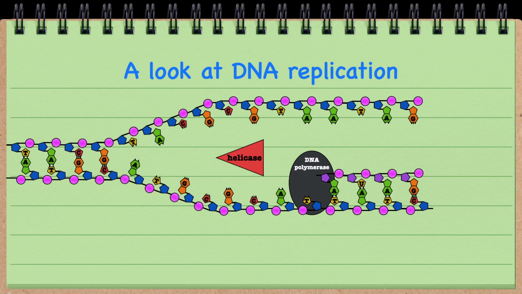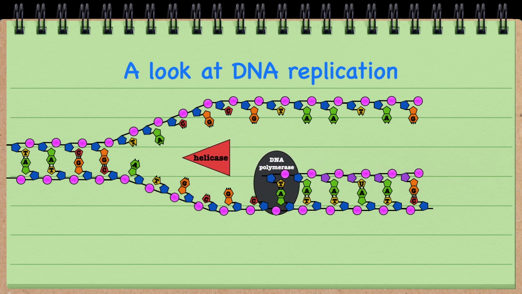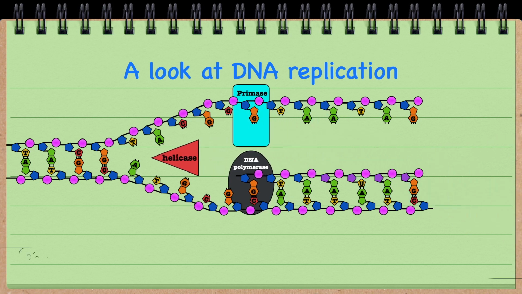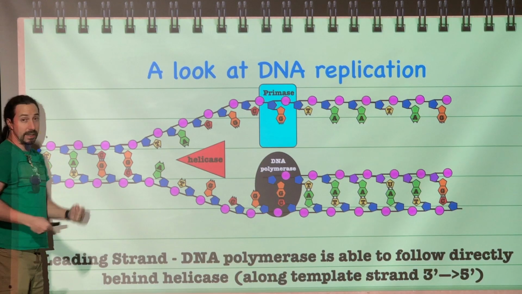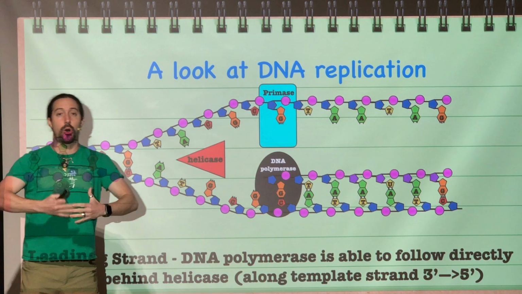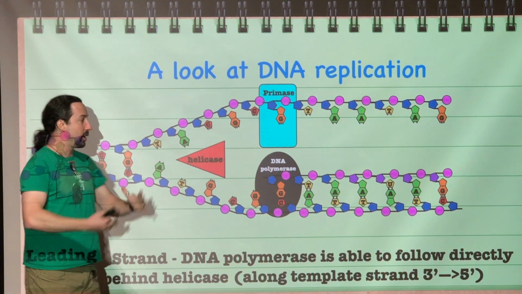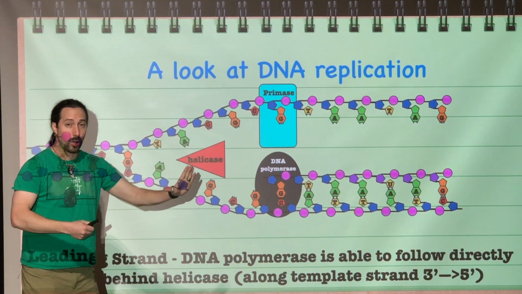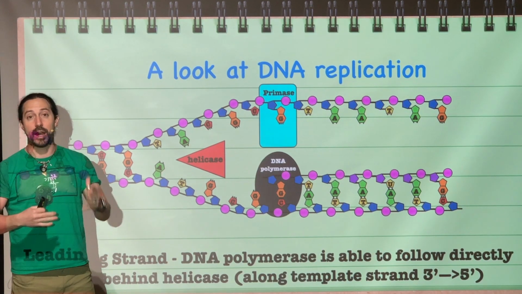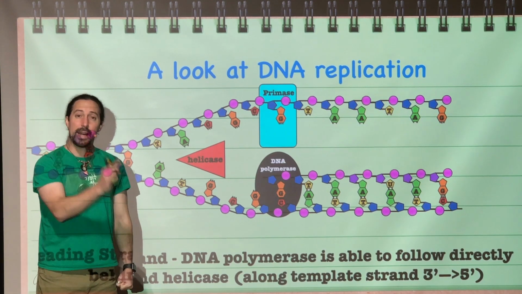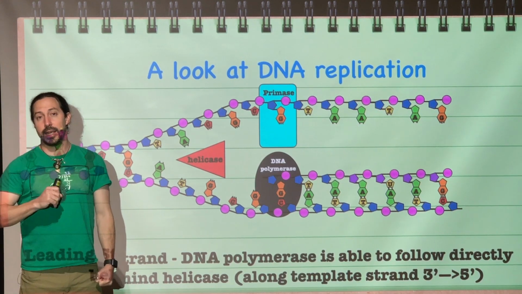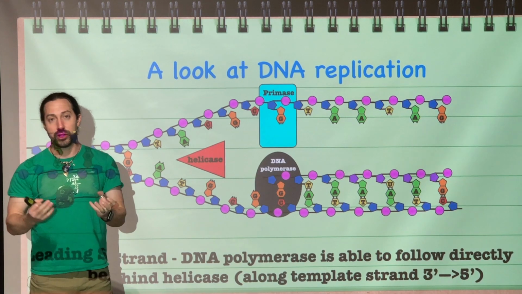As helicase continues to move across, now DNA polymerase, because there's a primer added, can start to move across, following along as helicase moves. This bottom strand right here, where the DNA polymerase is moving in the same direction as a helicase, is called the leading strand, because the helicase is moving along that strand in the 3' to 5' direction. The DNA polymerase can then follow right behind the helicase and perform the function of elongation.